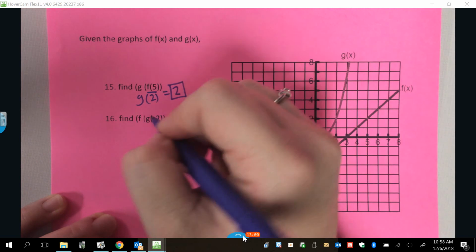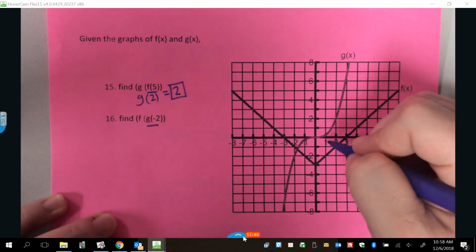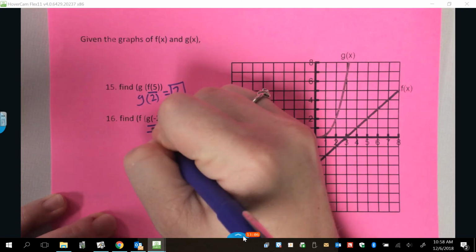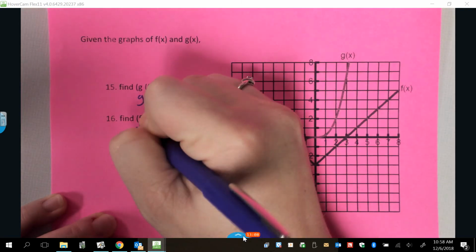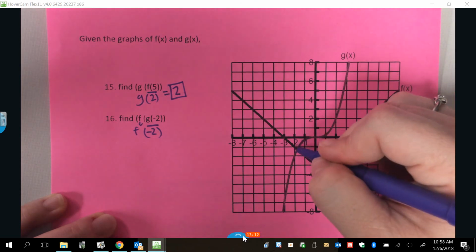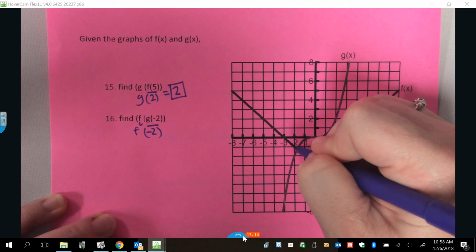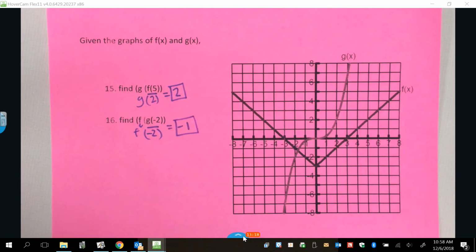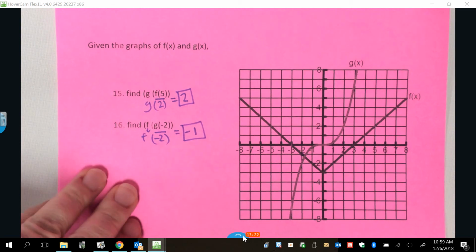Okay. Now I need to find g of negative 2. Here's negative 2. G is this one. That is negative 2. And I find f of that. So negative 2 is here, and f, which is my V, is negative 1. Okay. Last page.